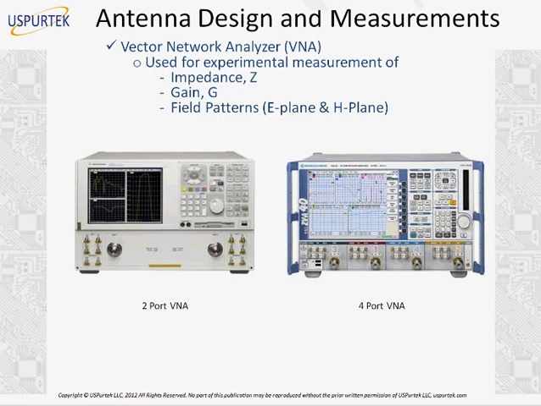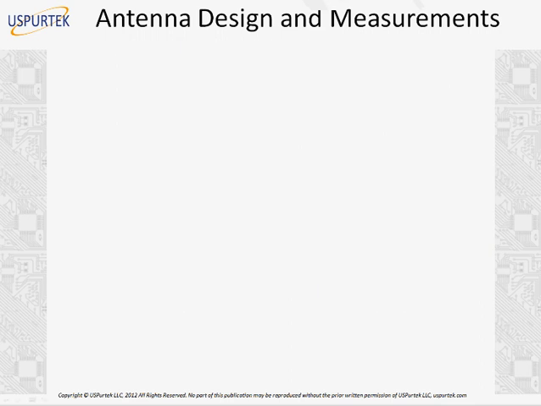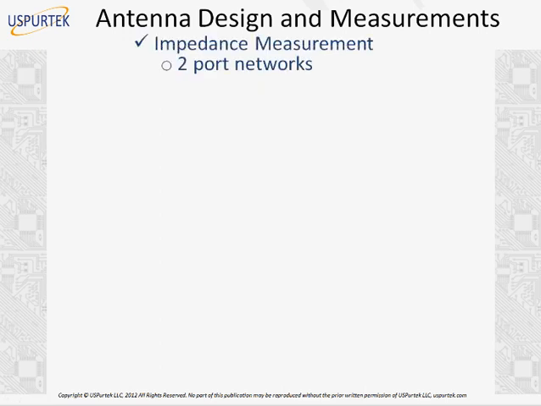Now here we have one important equipment that is used by the antenna designers, the vector network analyzer, which can be used to experimentally measure the impedance, gain, or field patterns of an antenna system. We could use them to measure in the electrical plane or the horizontal plane, the E plane or the magnetic plane. So how do we do that?